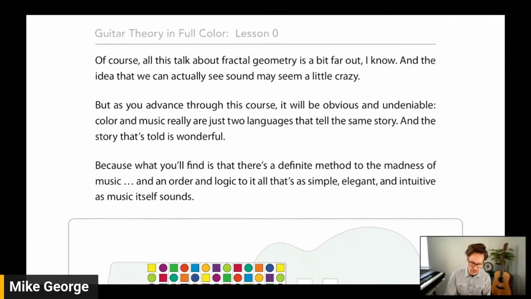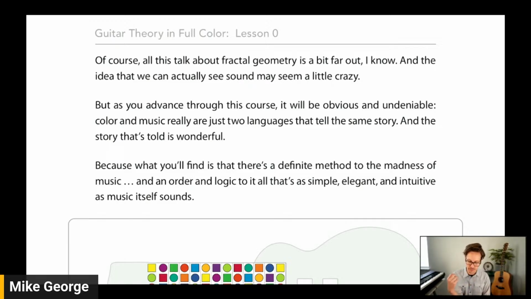Of course, all this talk about fractal geometry is a bit far out, I know, and the idea that we can actually see sound may seem a little crazy. If you're new here, the idea definitely can seem a little crazy. If you've been around for a while, you'll see that you're not crazy. You actually can see sound. Okay, so that sidebar complete.